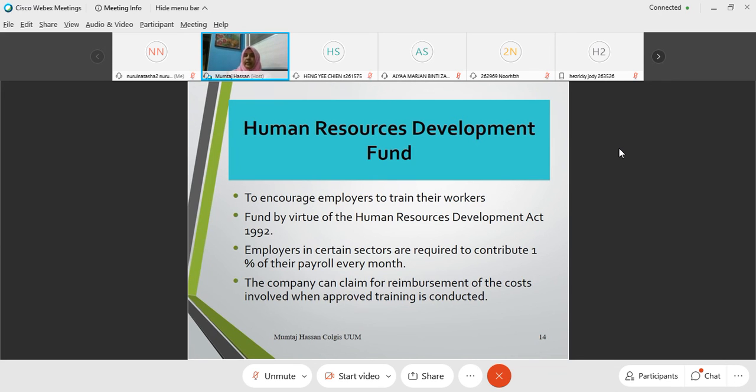If you want to know more, you can look it up because the schedule is very long. The schedule for manufacturing, and for service it is very long, and also mining is very long. So look at the act, and check if there is any amendment. That's why it's very important. Look for the latest amendment; amendment means pindaan, pindaan kepada akta. So any other questions, students?